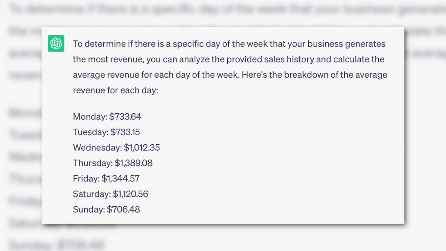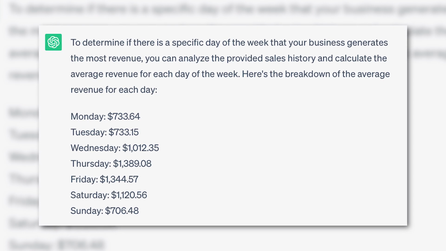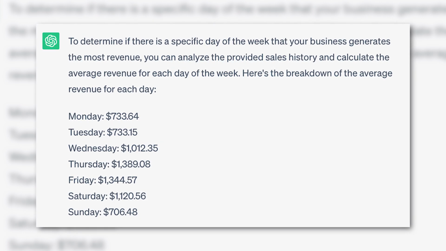So what ChatGPT wrote back to me was, to determine if there's a specific day of the week that your business generates the most revenue, you can analyze the provided sales history and calculate the average revenue for each day of the week. Here's a breakdown of the average revenue for each day. So I'm going to put a screenshot of what it gave me. And then it summarized and said, based on this data, Thursday appears to be the day of the week with the highest average revenue, followed closely by Friday and Saturday. Sundays have the lowest average revenue.